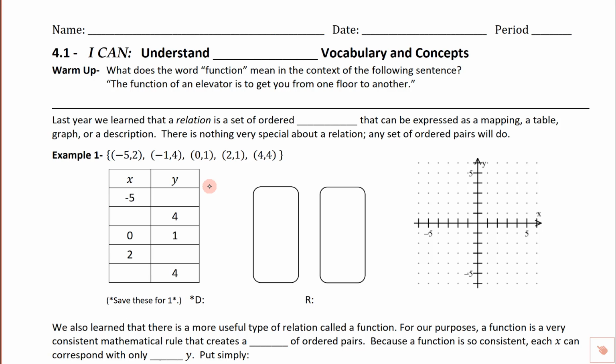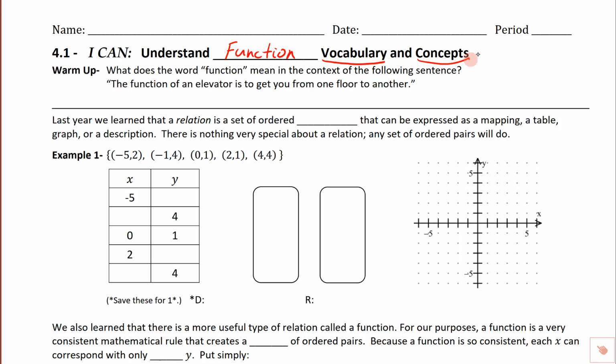All right, let's get started with Unit 4. This is going to be something very different than the things that we've been doing. So in 4.1, the I can statement is I can understand function, vocabulary, and concepts. So let's write the word function right here. So function, vocabulary, and concepts. And we are going to be learning a lot of new vocabulary.